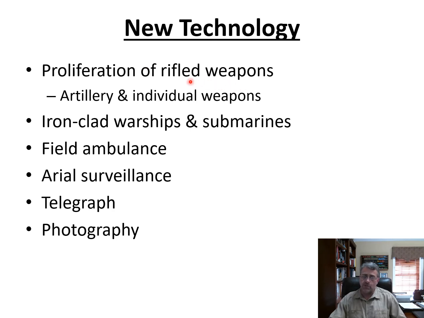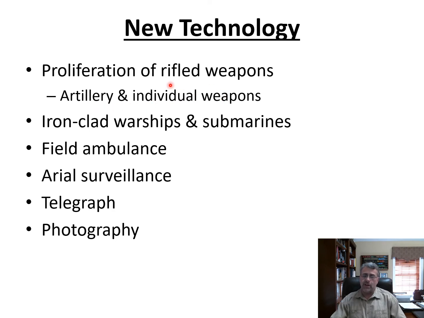Rifled weapons are one of our most important pieces of technology here. Rifled weapons have been around for years, but prior to the Industrial Revolution, they were very expensive to produce. They're very time-consuming and tedious to produce. It costs a lot of money, and very few people could afford a rifled weapon. By the time we get to the Civil War, however, thanks to the Industrial Revolution and things like mass production and interchangeable parts, rifled weapons can be produced rather economically, to the point where almost every soldier on the battlefield, both North and South, will have a rifled weapon, both individual weapons and artillery.